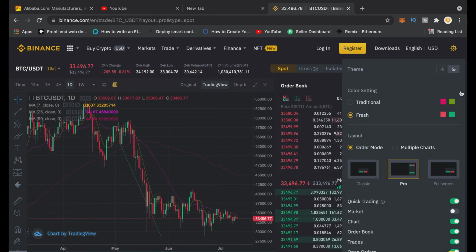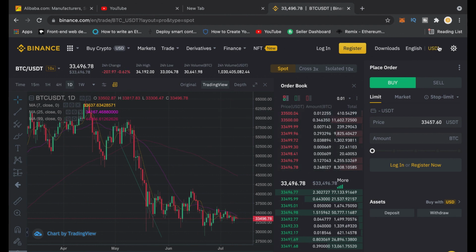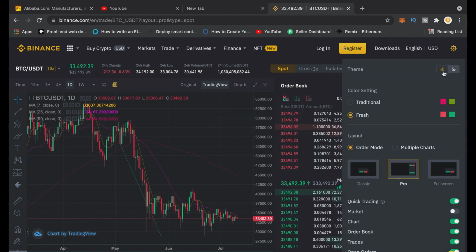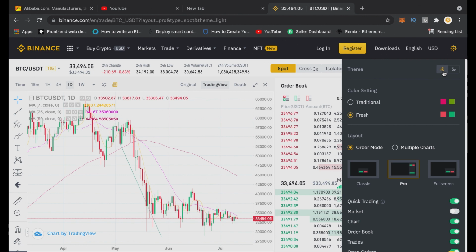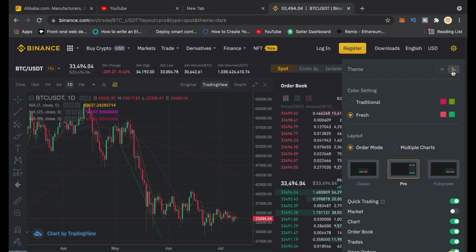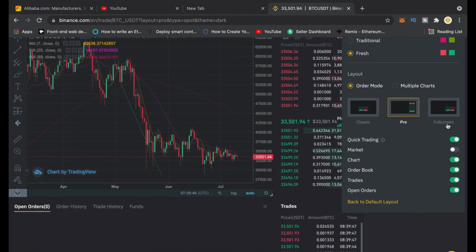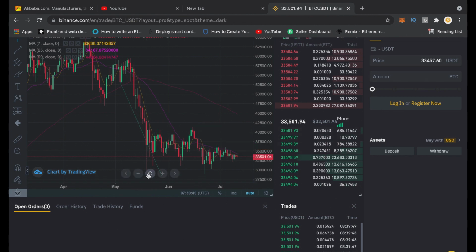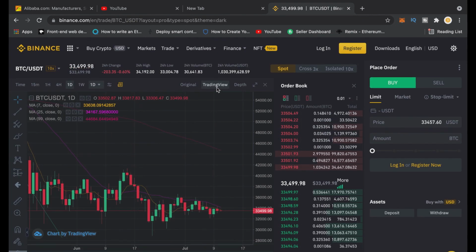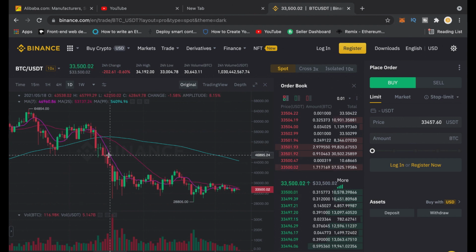So I can also use anything I want. Now if you click on this, I can just turn it white. Yeah, but dark, I also prefer dark. I can change those traditional colors, but I don't like that, so I'm gonna go with fresh. A lot of things you can set, turn off some features if you feel like. So right now I'm just gonna click back, so I'll go to the original.